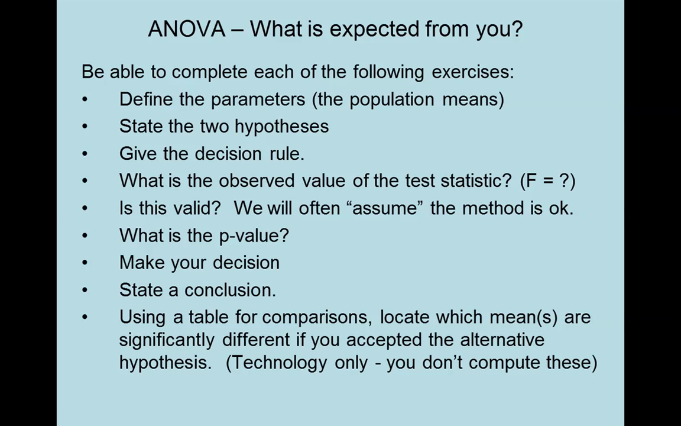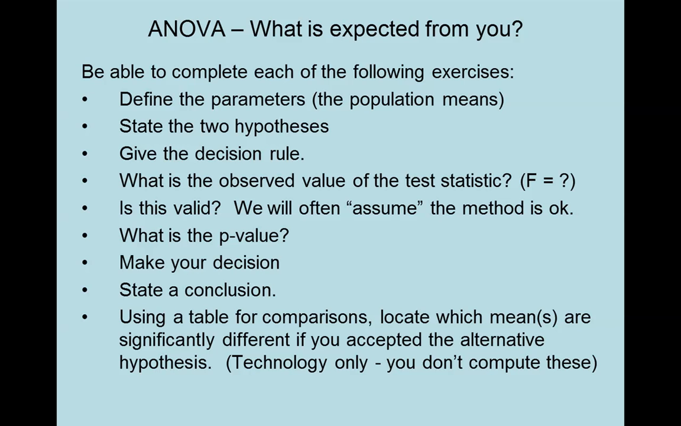So recall in an analysis of variance, what you're going to have to be able to do are these bulleted points. So all but the last one are going to be covered in your ANOVA F test. You define the parameters, what are the different population means you're comparing, state your hypotheses, give your decision rule, either calculate or write down the calculated value of your F score.